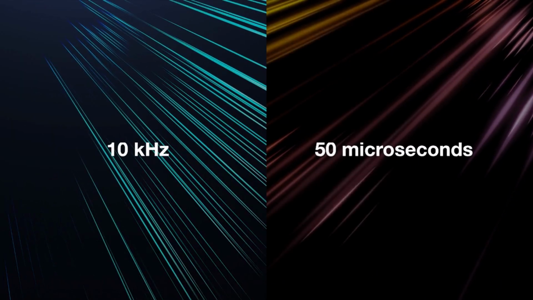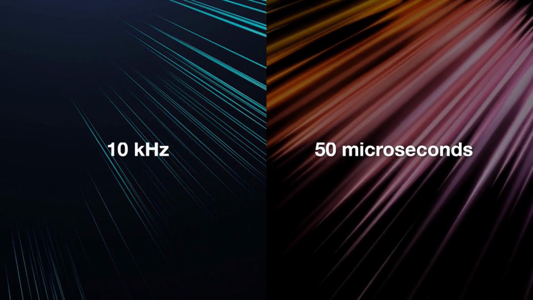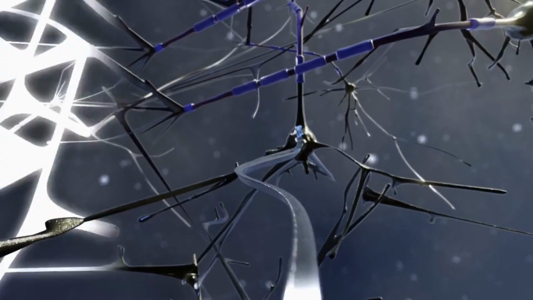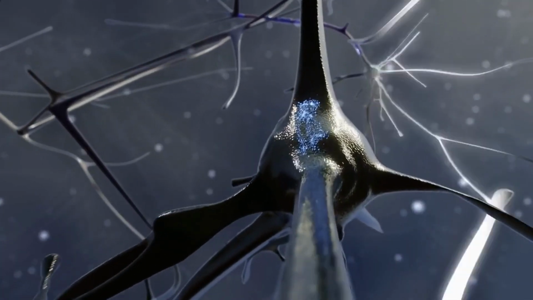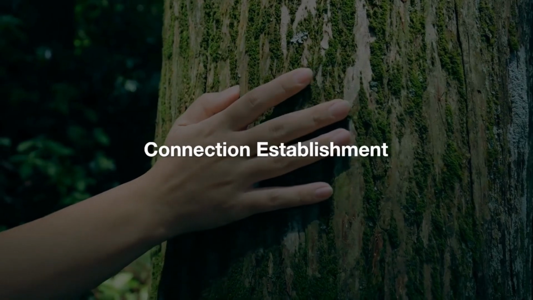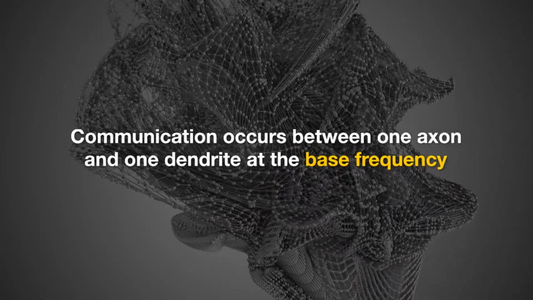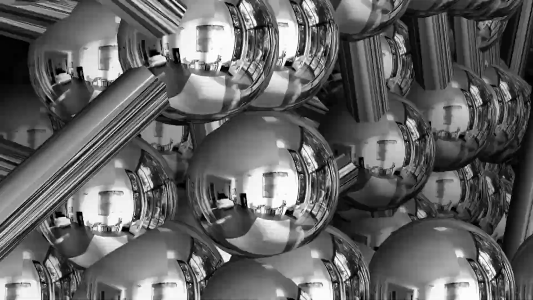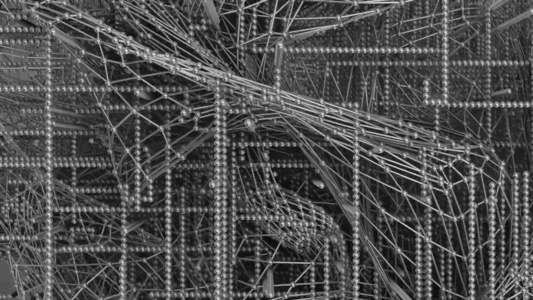Synchronous transmission. All axons transmit signals synchronously with a frequency of 10 kHz and a duration of 50 microseconds. This synchronous transmission ensures that all axons are operating in coordination, facilitating efficient communication across the network. Connection establishment. At each step of establishing connections between neurons, communication occurs between one axon and one dendrite at the base frequency. This ensures that each connection is established without interference from other axons or dendrites.